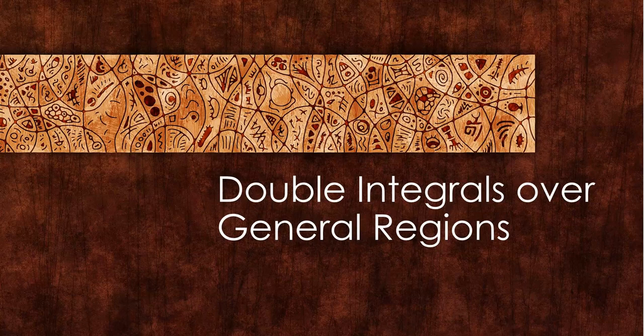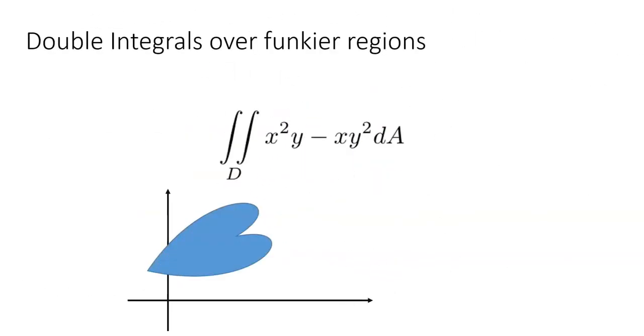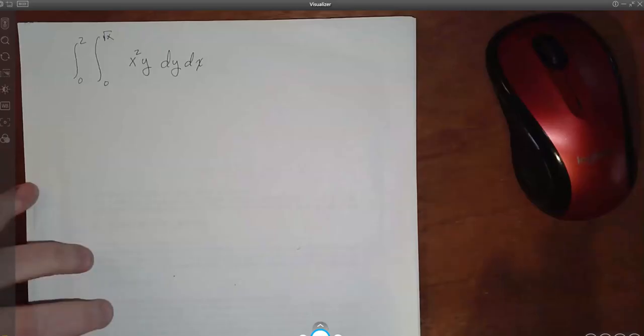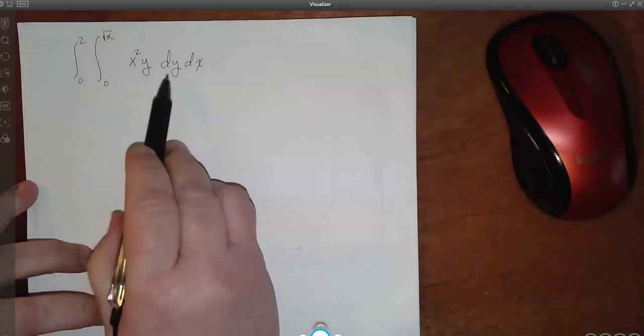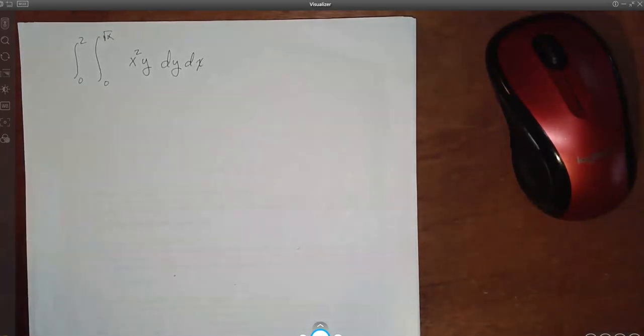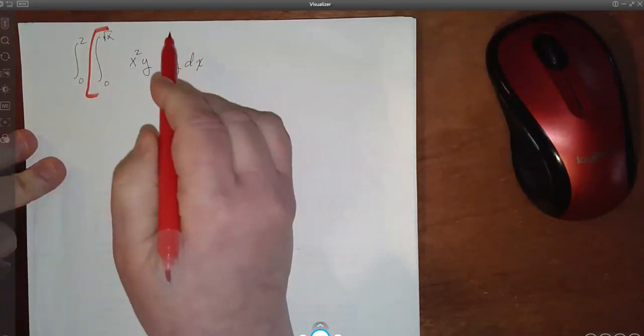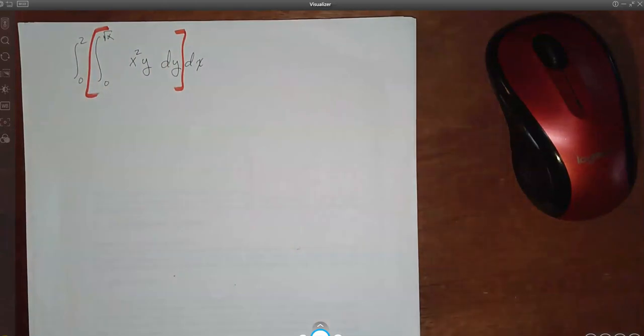This week I want to talk about integrating over regions that are not rectangles, something a little funkier. Of course we're not going to go over hard because that would just be too funky, but you get the idea. So let's try an example. This one's all set up for us. We're going to integrate with respect to y first, and then with respect to x. We're going to look at just the inside first and ignore the outside, and then we'll deal with the x.